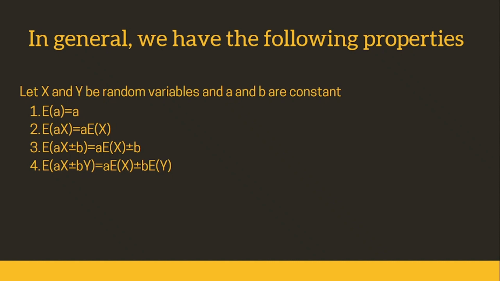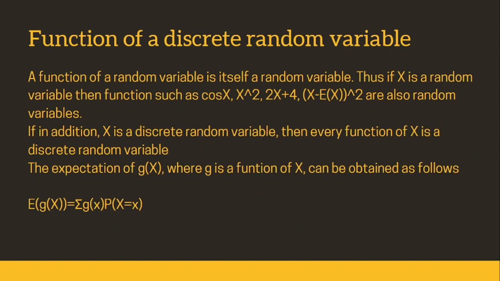A function of a random variable is itself a random variable. So if x is a random variable, then functions such as cosine x, x squared, 2x plus 4, or (x minus E(X)) squared can also be considered random variables.